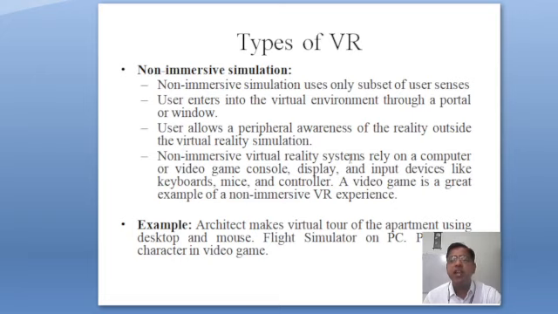Non-immersive virtual reality systems rely on a computer or video game console. The video game console gives the 3D environment with which you can interact, and input devices like keyboard, mic and controller act as peripheral devices. A video game is a great example of a non-immersive VR experience. Another example is an architect making a virtual tour of an apartment using a desktop and mouse, a flight simulator on a PC, or playing a character in a video game. These are some examples of non-immersive simulation.